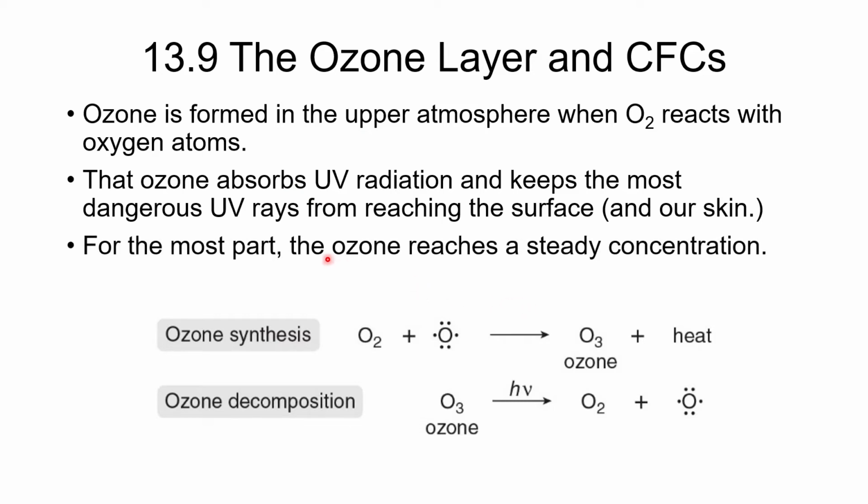All right. And so this sort of steady concentration of ozone in our atmosphere makes it so that we are able to shield the surface of the Earth from the ultraviolet, or at least part of the ultraviolet radiation, the ultraviolet C, that is particularly dangerous. Well, the reason that I mention this is that there are certain chemicals that can get into the upper atmosphere and disrupt this process.